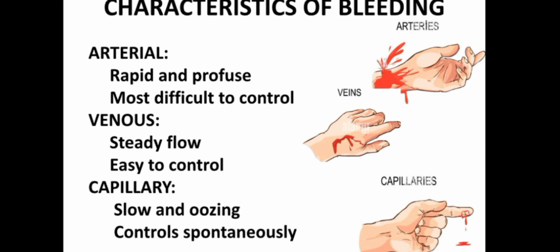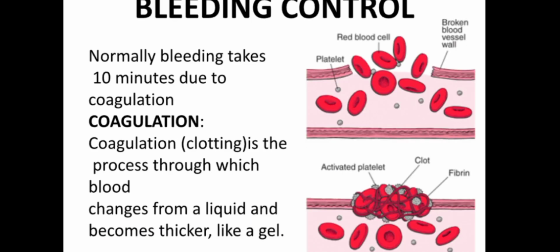Capillary, when a capillary is damaged, it will be slow and oozing blood coming out of it, and it controls spontaneously. You do not need to do anything with that, so it controls on its own. Bleeding control. Normally, bleeding takes 10 minutes to stop due to coagulation. So, bleeding controls naturally in 10 minutes due to coagulation.